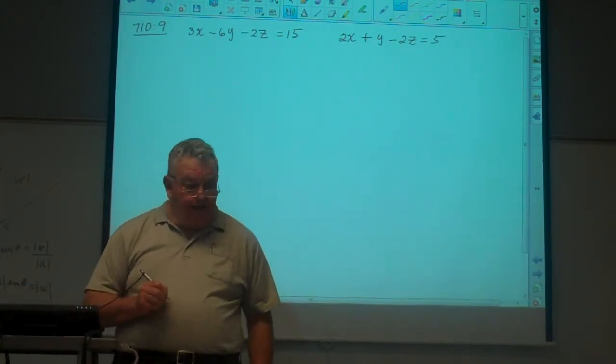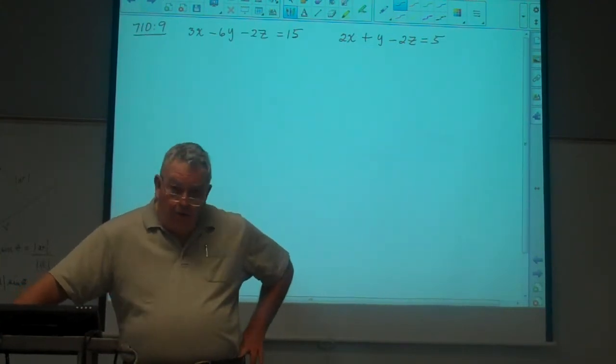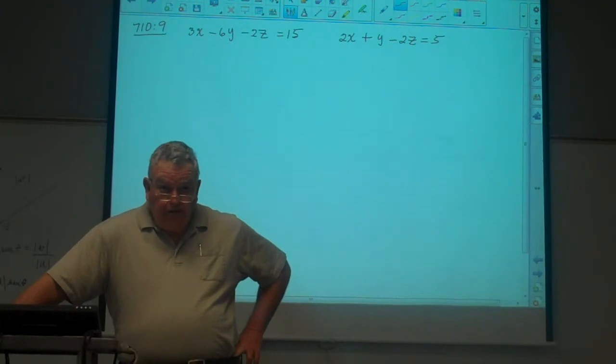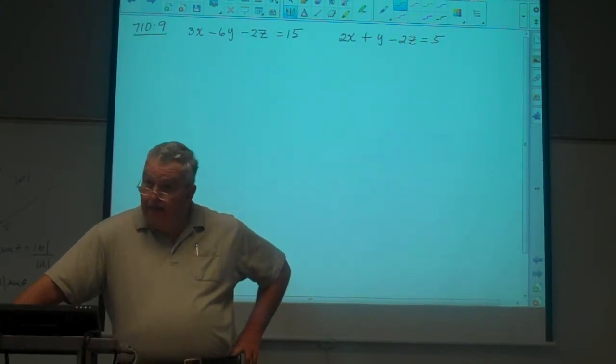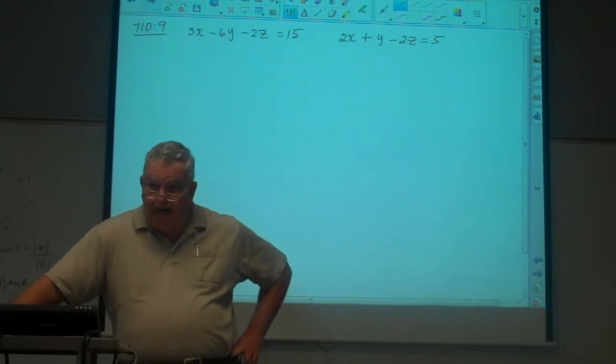I got those two planes. Two planes intersect at a what? A line. Two lines intersect at a point, two planes intersect at a line, right?